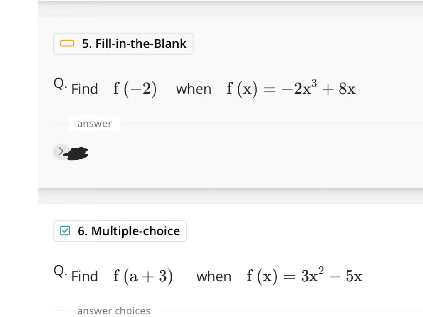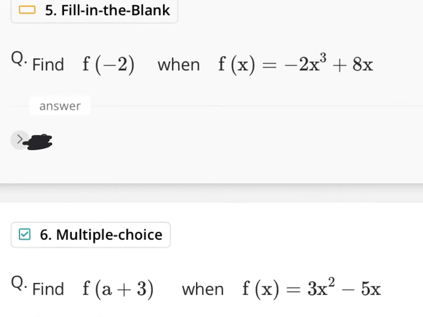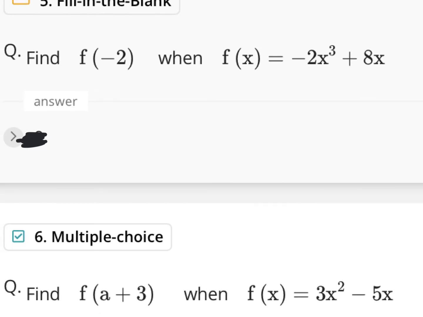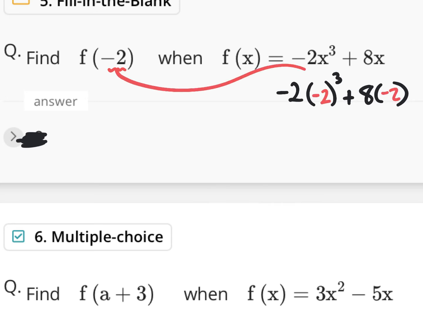Moving on. Number 5, they want us to find f of -2 when f of x equals -2x to the third plus 8x. So we could do that by simply plugging in the value of -2. So let's rewrite the f of x function, but instead of x, we're going to put parentheses. And I put those parentheses because I am going to actually replace the x. Now with parentheses, I want to plug in that -2 right into those parentheses. I take that -2 and plug it in right there and right there. And now we do the math.